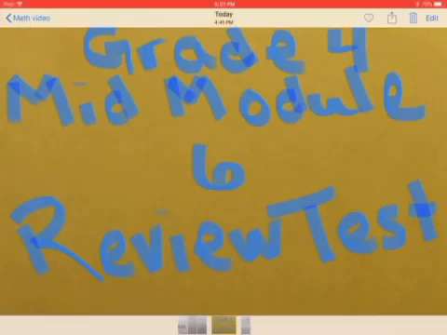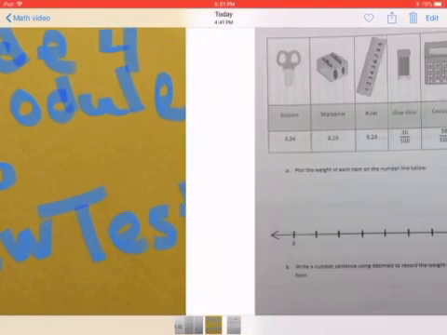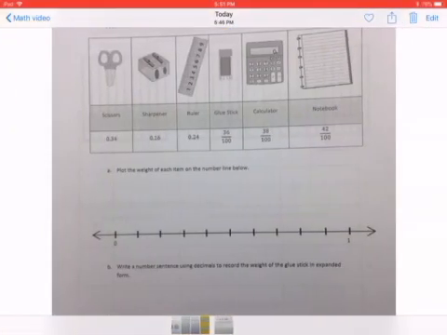Grade 4 Mid-Module 6 Review Test. Number 6. All right.